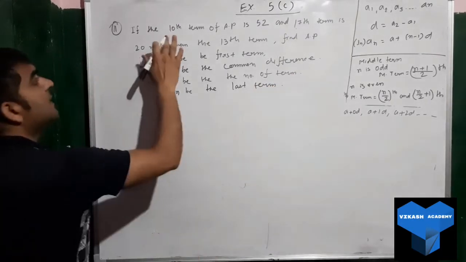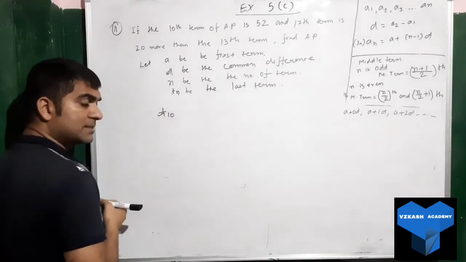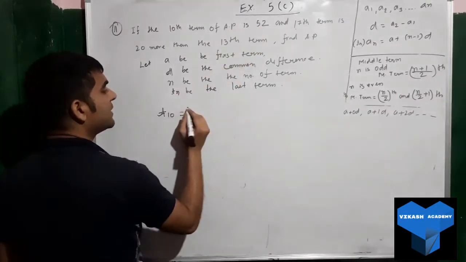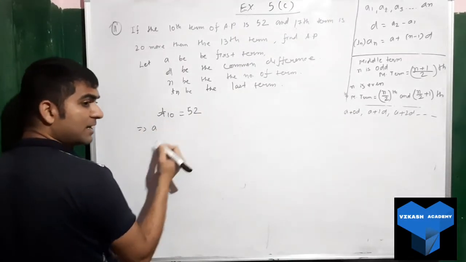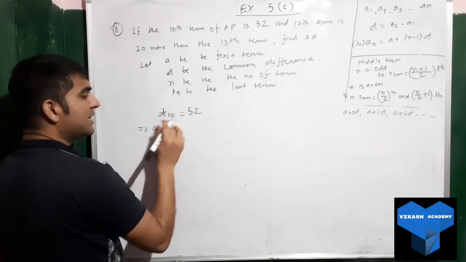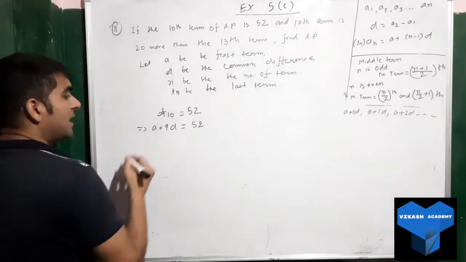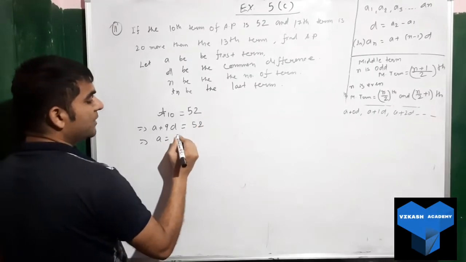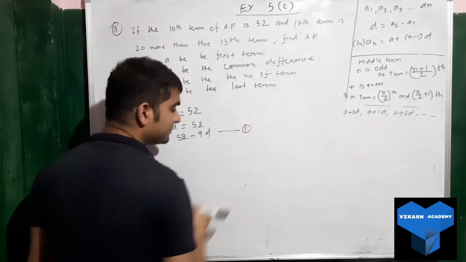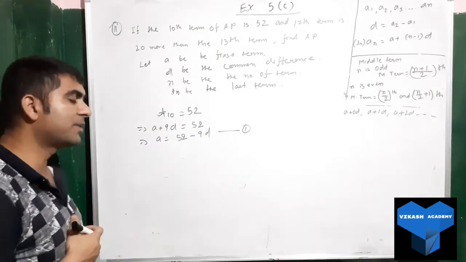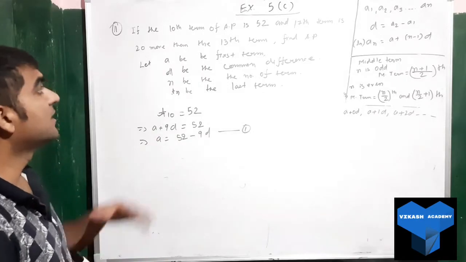Now use the 10th term of the AP is 52. You write T10 or A10 is equal to 52, given. In place of A10 you can write A plus (N minus 1) D, where N minus 1 means 10 minus 1, which is 9. So 9D plus A is equal to 52. I can also write it like this: A is equal to 52 minus 9D. This is equation 1. I hope it is clear. Let us see, we can find A or we can also find D. If we keep D on this side, we will have A on the other side.